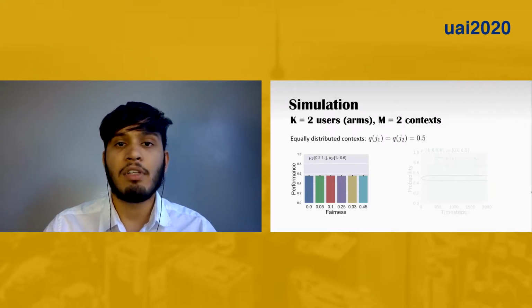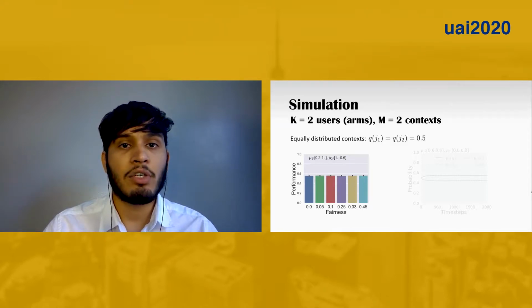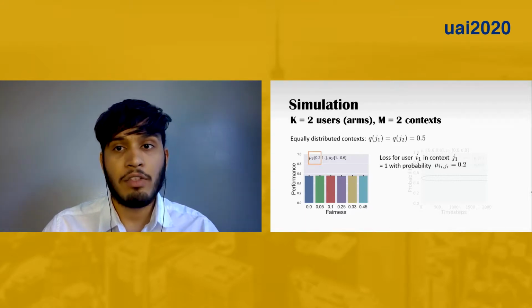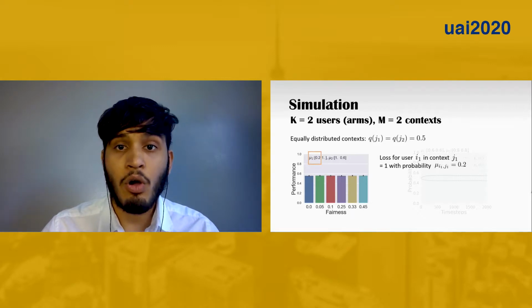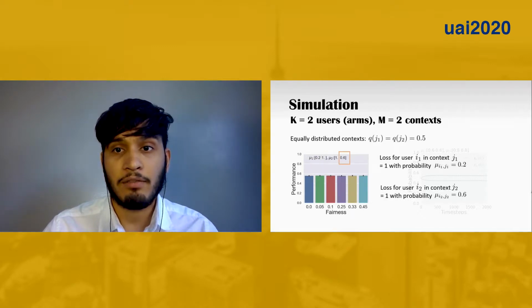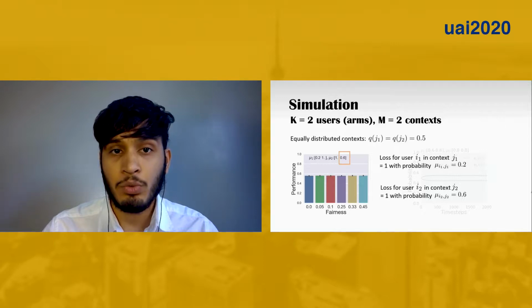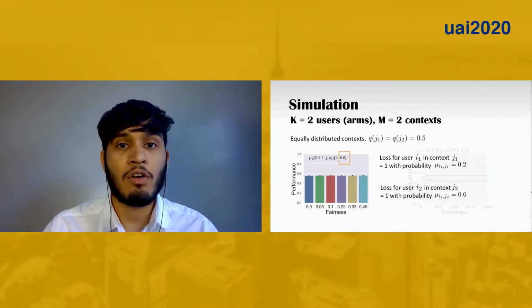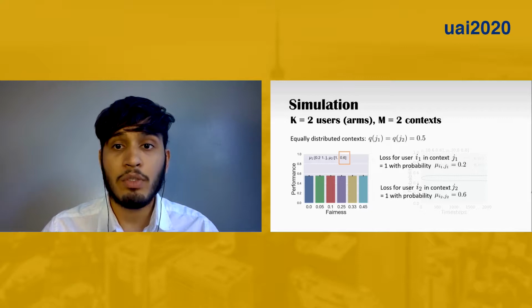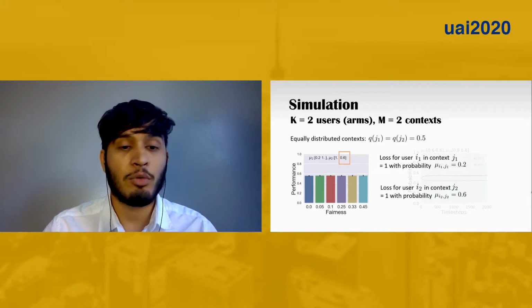Consider another example with two users and two contexts, where the contexts are again distributed equally. However, user 1 suffers a loss of 1 with probability of just 0.2 in context 1, while user 2 always suffers a loss of 1 in context 1. Whereas for context 2, user 1 always suffers a loss of 1, while user 2 suffers a loss of 1 with a probability of 0.6.